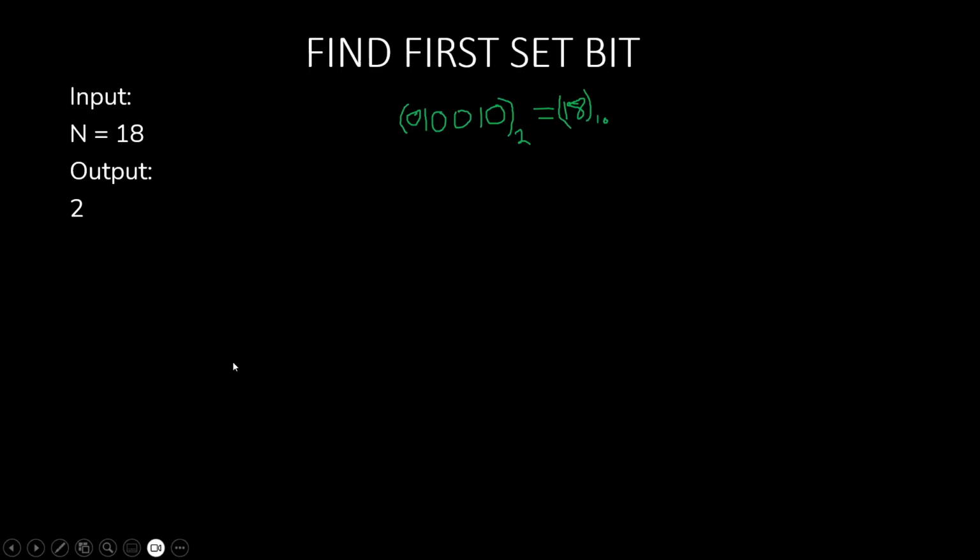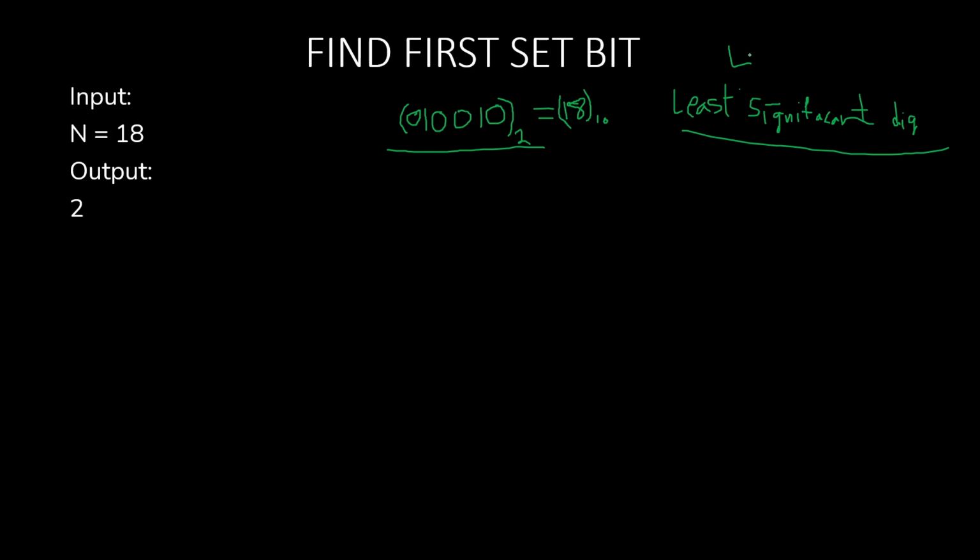Now coming to the approach, here you can see 18 in binary means 0, 1, 0, 0, 1, 0. Now what this question is saying is we have to get the first LSB position which has a one. What do I mean by LSB? LSB is the least significant digit. LSB means least significant digit, so we have to find from the right side of the binary number.